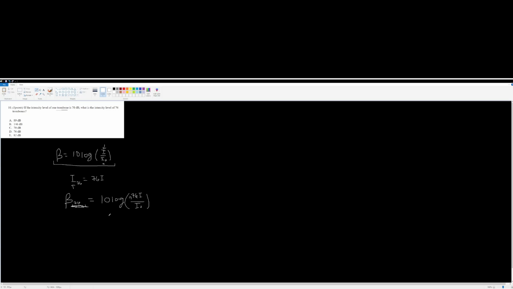Now, the way logarithms work, if I have the logarithm of x times y, this is actually equal to the logarithm of x plus the logarithm of y.